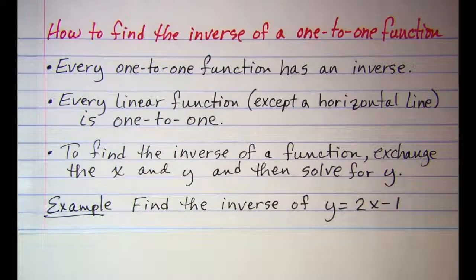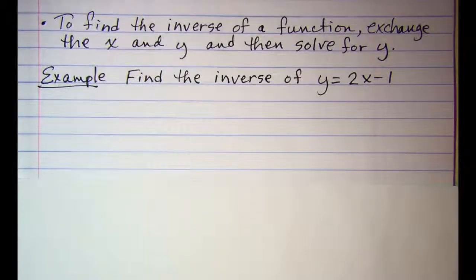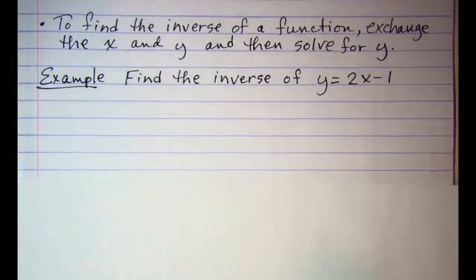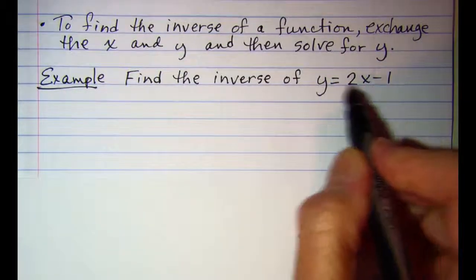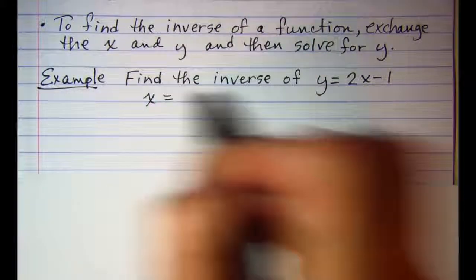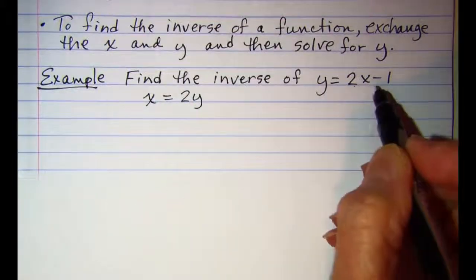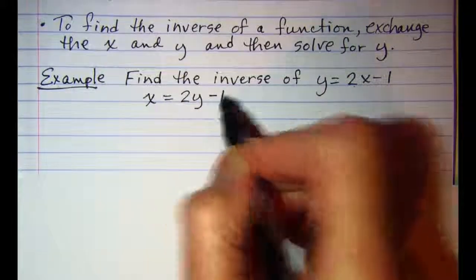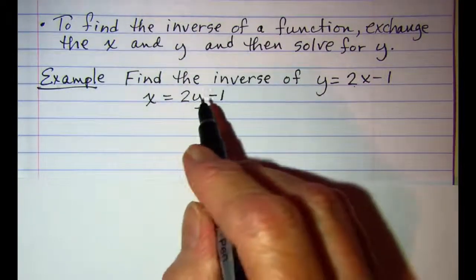Our first example is find the inverse of y equals 2x minus 1. So we wish to exchange x and y. So I'll write x equals 2y minus 1. Once we've done the exchange, then we just solve for y.